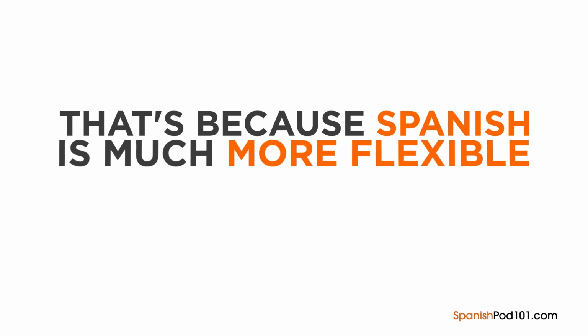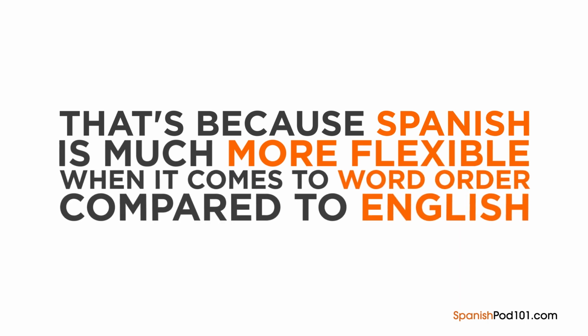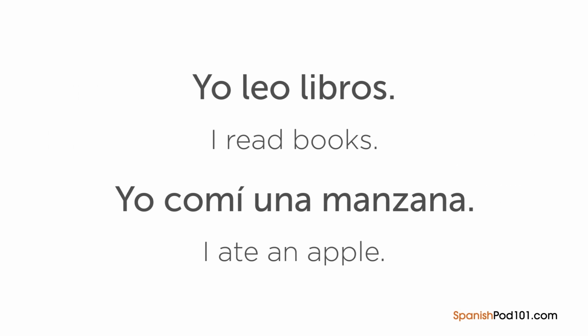We just saw how easy it was to form basic sentences in Spanish and how similar it was to forming basic English sentences. Luckily, it's actually even easier to form sentences in Spanish than it is in English. That's because Spanish is much more flexible when it comes to word order compared to English. Let's go back to the two examples we used earlier. More often than not, if we wanted to say, I read books and I ate an apple in Spanish, we would not usually say, Yo leo libros. Yo comí una manzana. but instead we would just say, Leo libros. Comí una manzana.